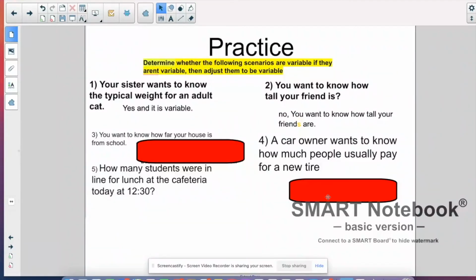Number 4, a car owner wants to know how much people usually pay for a new tire. This is referring to more than one person. If it's referring to more than one person, this is variable. Therefore, it is a statistical question.